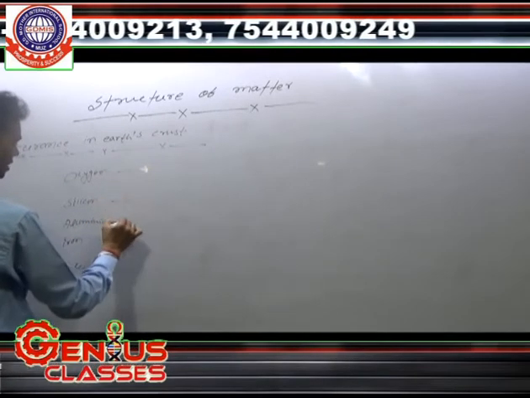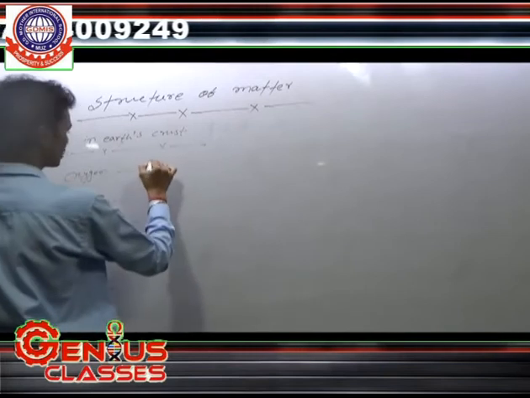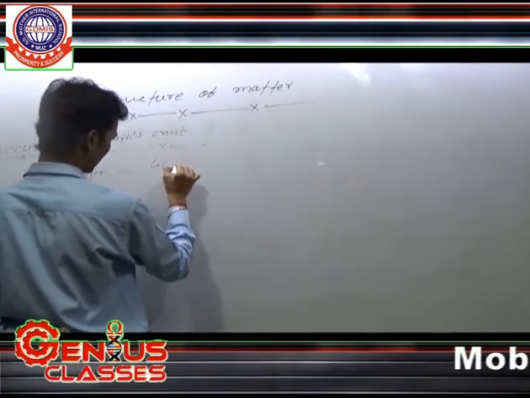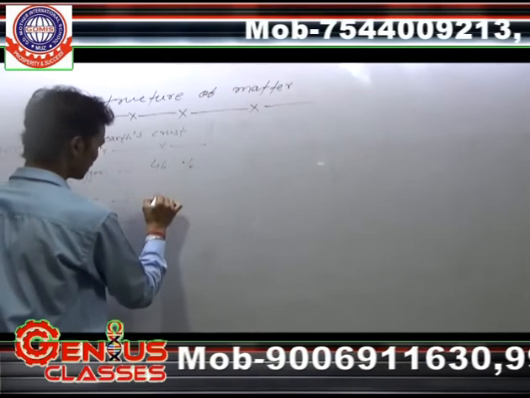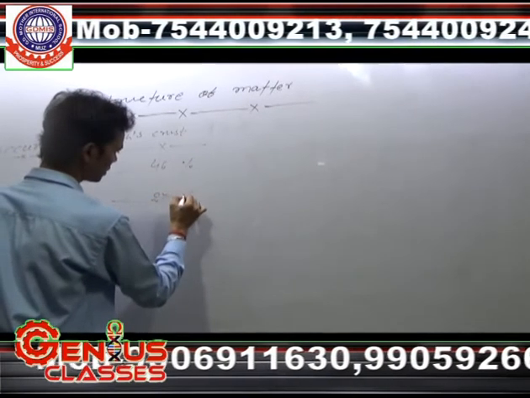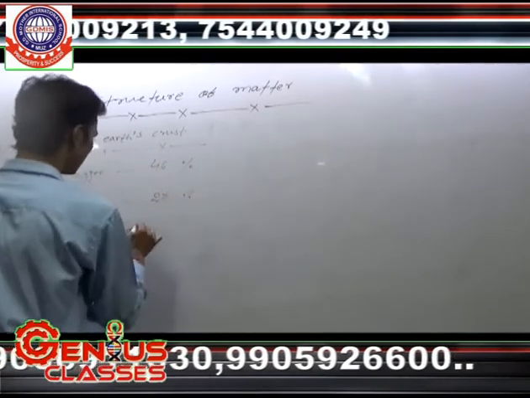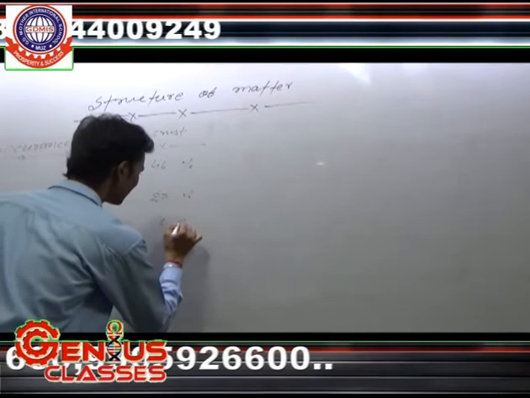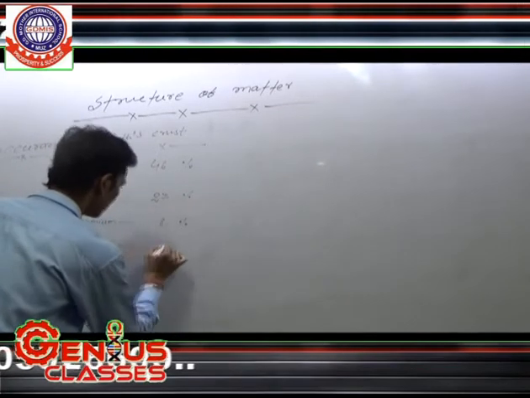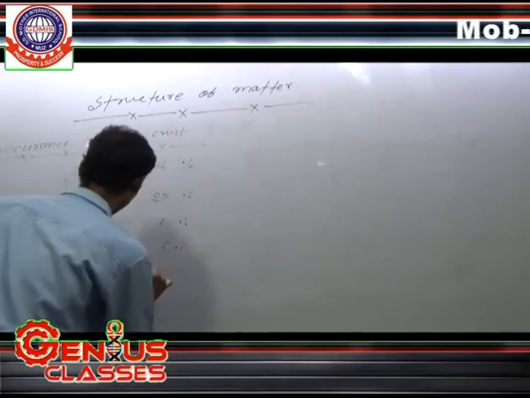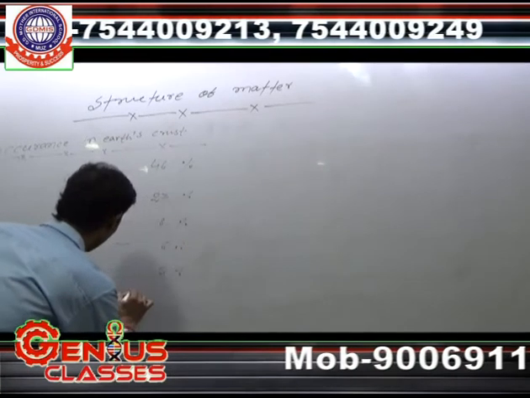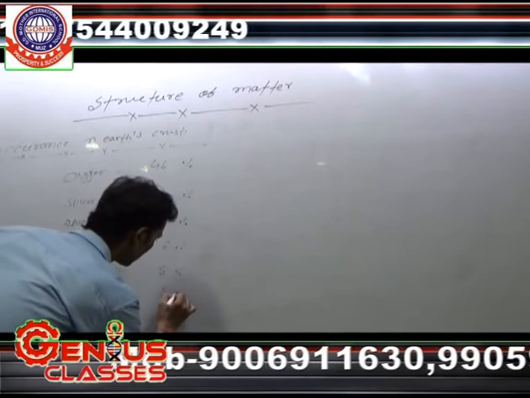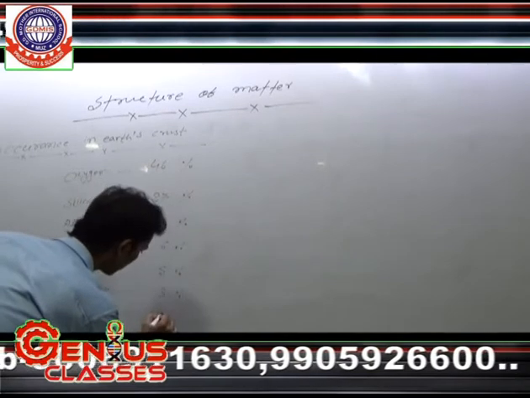In our Earth's crust, oxygen is present at 46%, silicon is present 27%, aluminium 8%, iron 6%, calcium 5%, magnesium 3%, and others 5%.